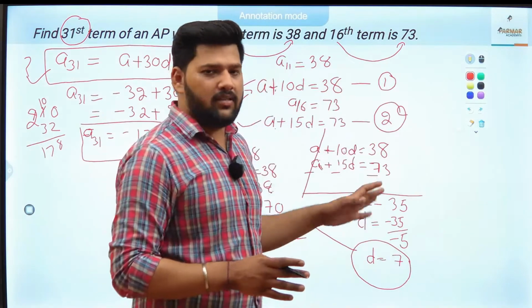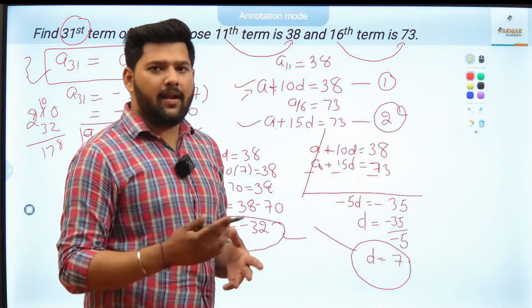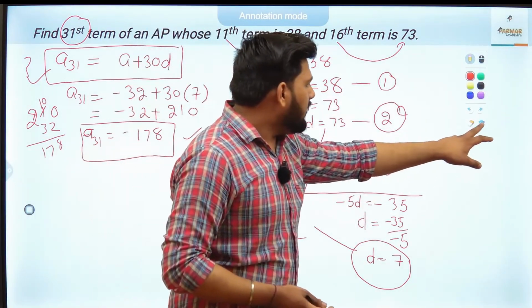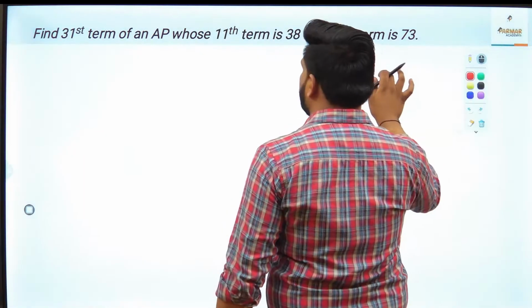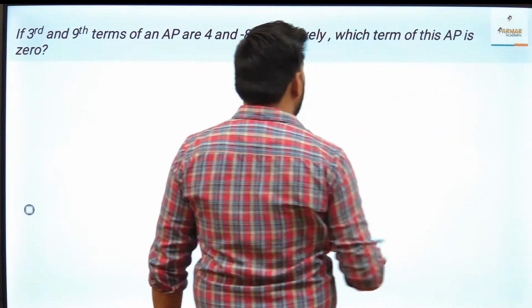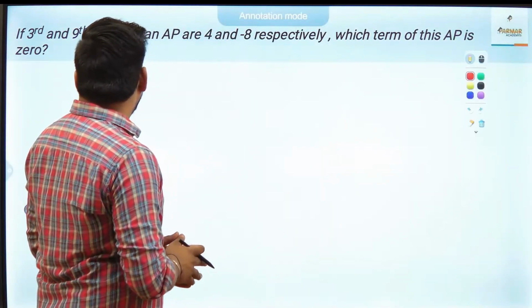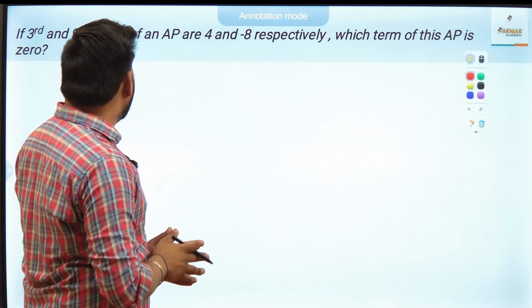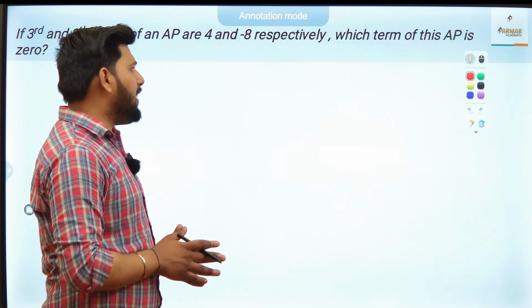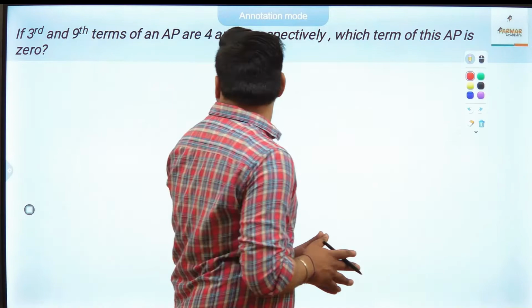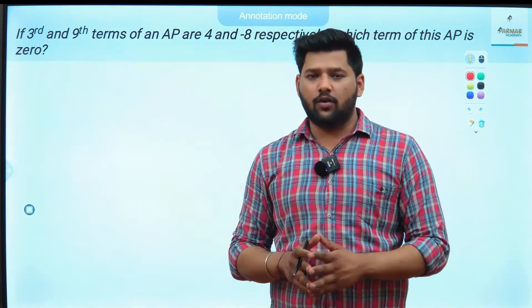So this is the basic procedure to find any number of terms. The next one is: if the third and ninth terms of an AP are 4 and minus 8 respectively, which term of the AP is 0? इस क्वेश्चन में क्या है?